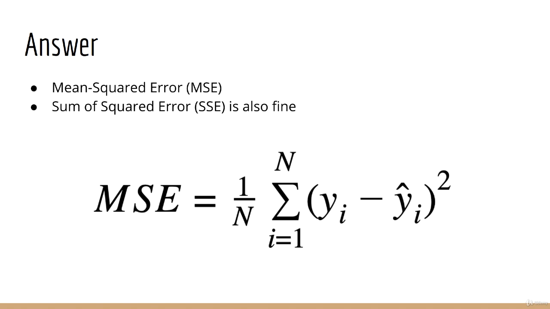The answer is the mean squared error. It's the squared error between y and y hat for each data point i, summed for all i's from 1 up to n. Alternatively, you could also say the sum of squared errors, which is also fine. You'll just have to adjust the rest of your answers accordingly.